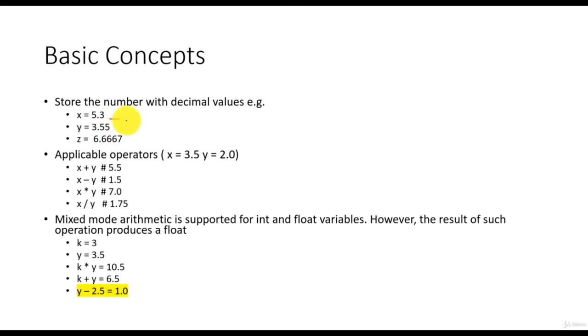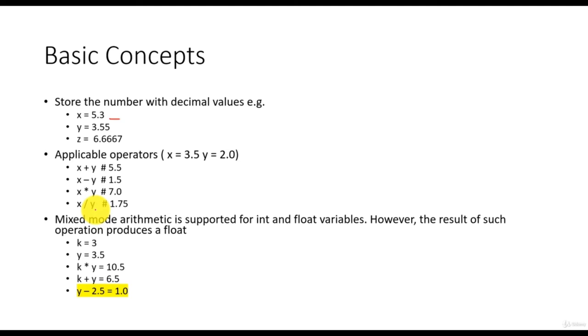Next, we have some operators which are applicable to floating point variables, and these are addition, subtraction, multiplication, and division operators. Assuming that we have two variables x and y having values 3.5 and 2.0, the result of the operation x plus y will be equal to 5.5. x minus y is equal to 1.5, since 3.5 minus 2.0 is 1.5. x multiplied by y is equal to 7.0, because 3.5 multiplied by 2.0 is 7.0. And on the same lines, x slash y will be equal to 1.75.